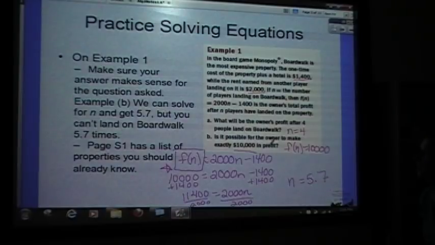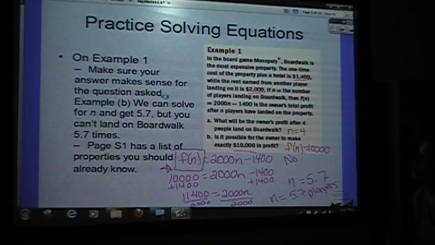So is it possible for the owner to make exactly $10,000 in profit? Some people might say sure, n has to be 5.7. But we need to remember, what does n represent? n is representing players. So 5.7 players, let's think about that here. I'm kind of uncomfortable thinking about that because 0.7 of a person makes me a little squeamish. I don't know what 0.7 of a person is. So in this case, is it possible? The answer is no, because you can't have a partial person. We hope not.